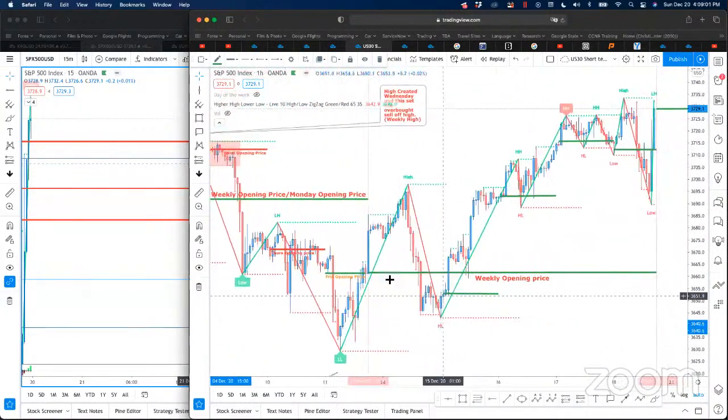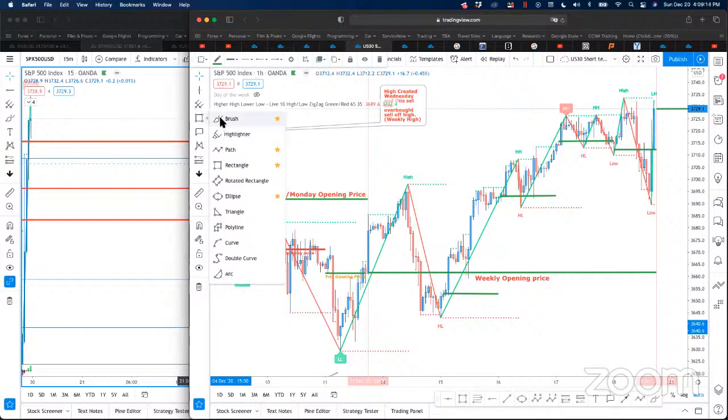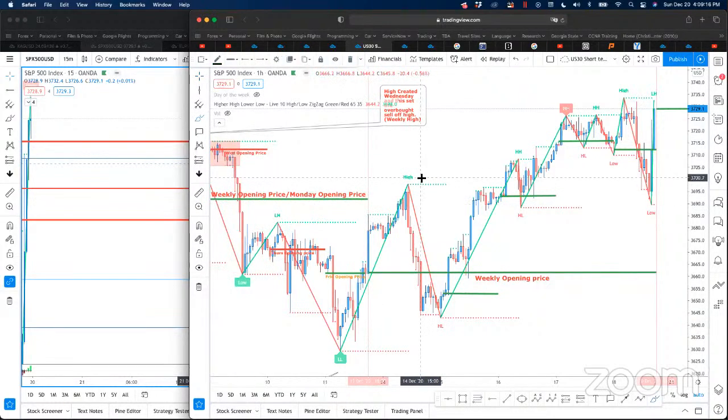When the week opened, it pushed up, but guess what? This high was made on a Monday, so this was a temporary high. We focus on this high, but we don't validate it until Tuesday or Wednesday. Then Tuesday comes along right here. Guess what happens over here? We make a low below the opening price.